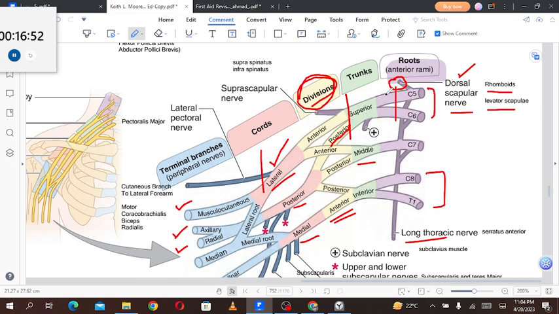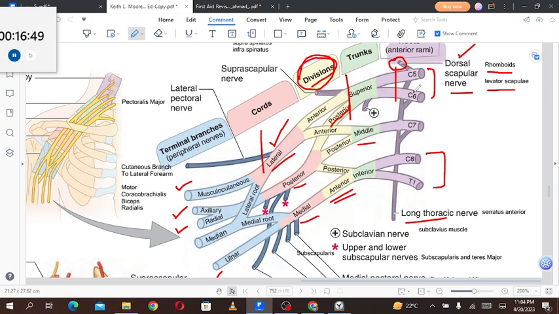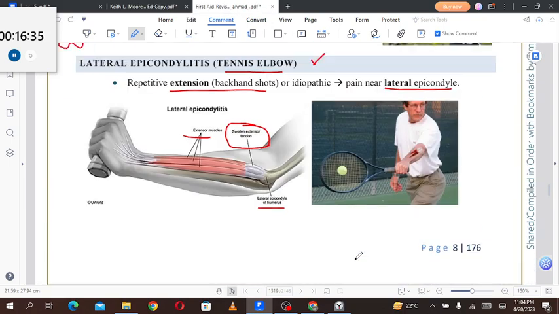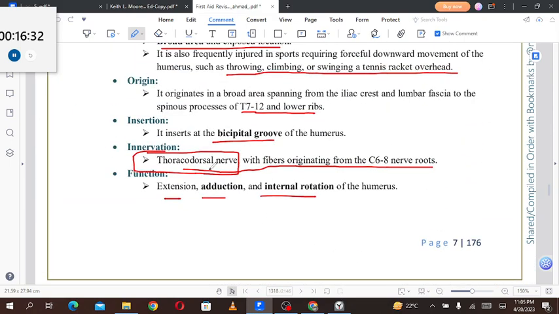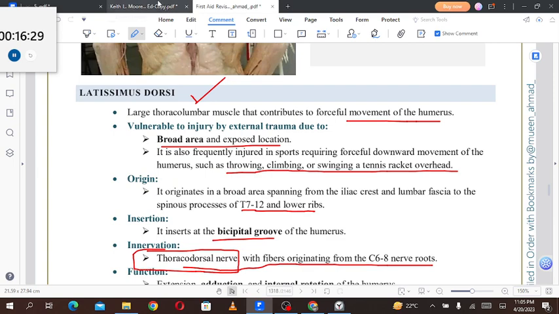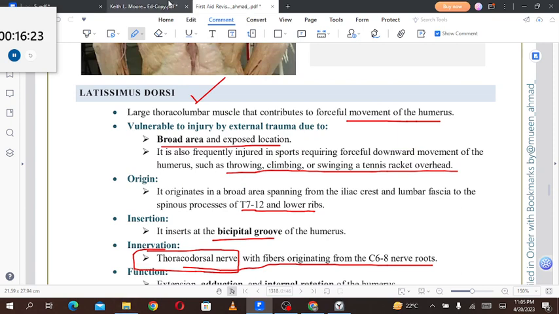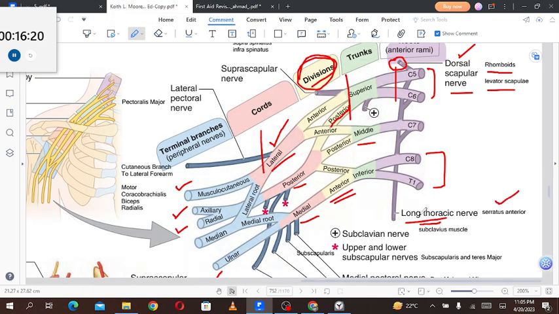Then from C5, C6 and C7, there is a nerve called the long thoracic nerve, and this long thoracic nerve supplies the serratus anterior muscle. I hope it is clear. There was a muscle that was supplied by the thoracodorsal nerve. The thoracodorsal nerve supplies the latissimus dorsi. So here I have written serratus anterior, and therefore long thoracic, by the way. I was confusing that. Thoracodorsal is a different nerve. We'll see that when it originates. So the long thoracic nerve supplies the serratus anterior muscle, while the dorsal scapular nerve supplies the rhomboids and levator scapulae.